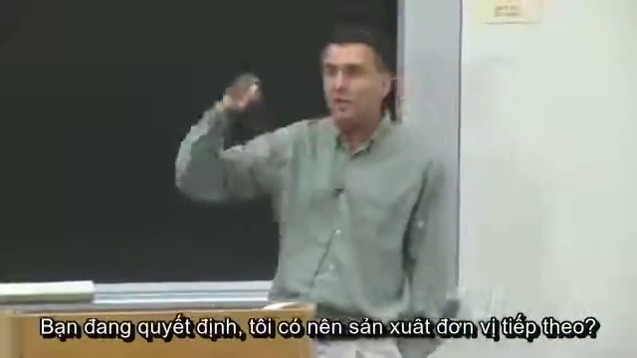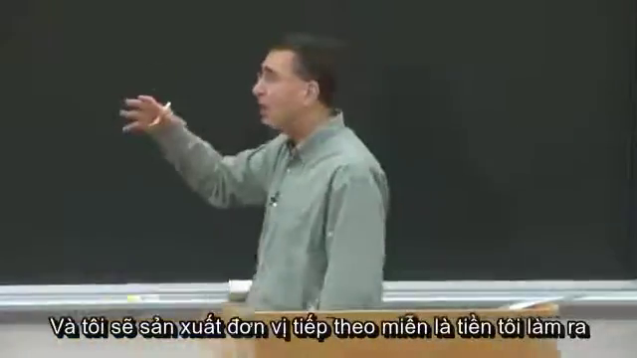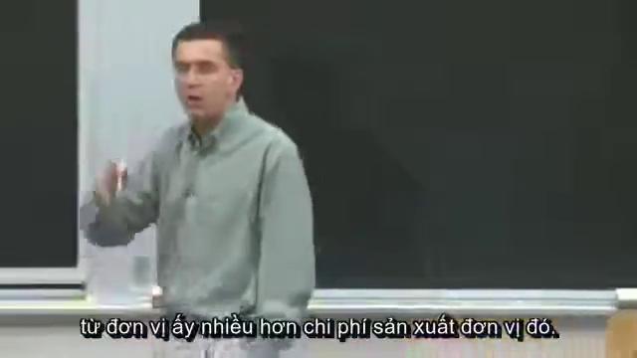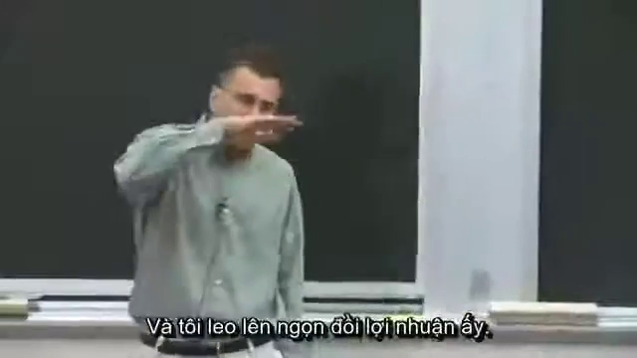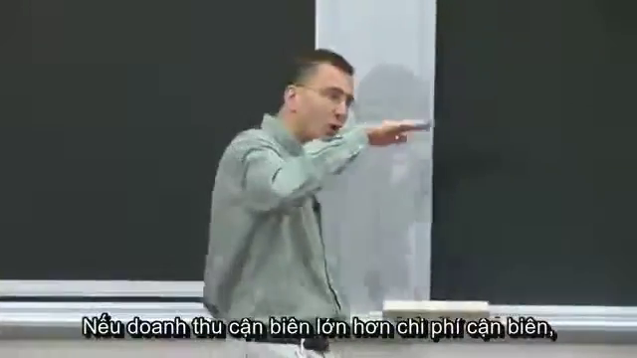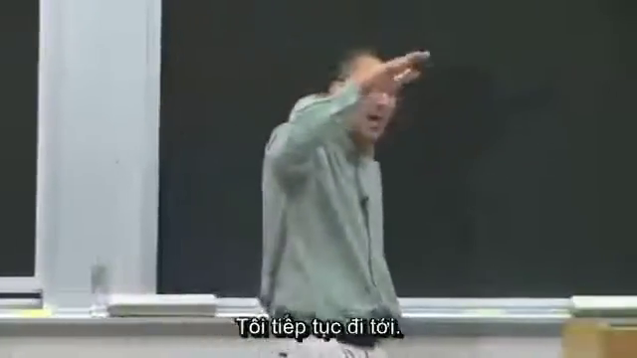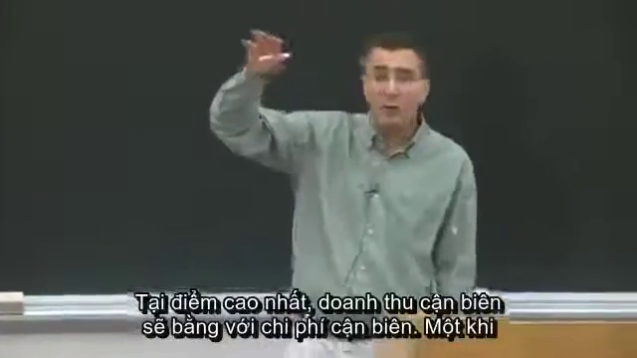You're deciding, do I produce the next unit? And I produce the next unit as long as the money I make off that unit exceeds what it costs to produce that unit. So I climb that profit hill. If marginal revenue is greater than marginal cost, I keep going up. At the peak, marginal revenue will equal marginal cost.